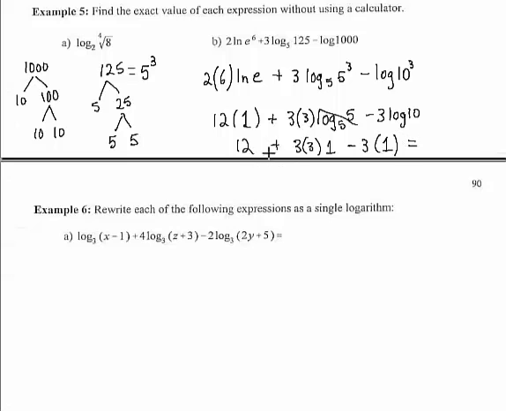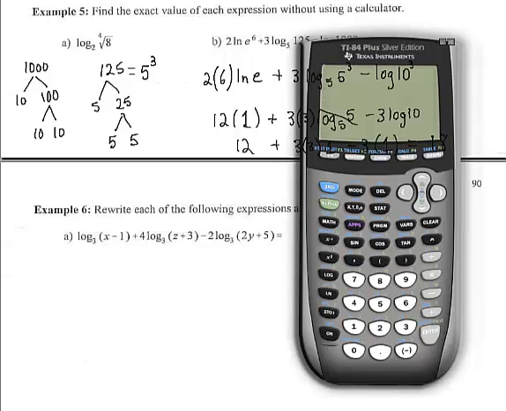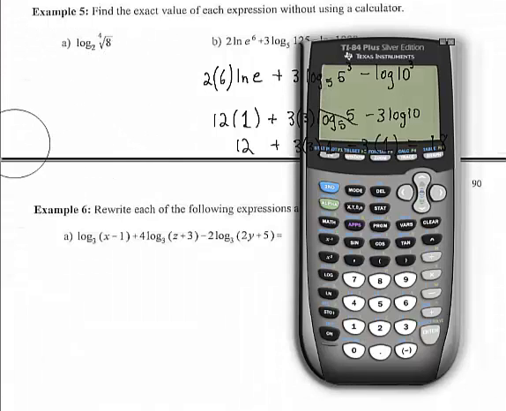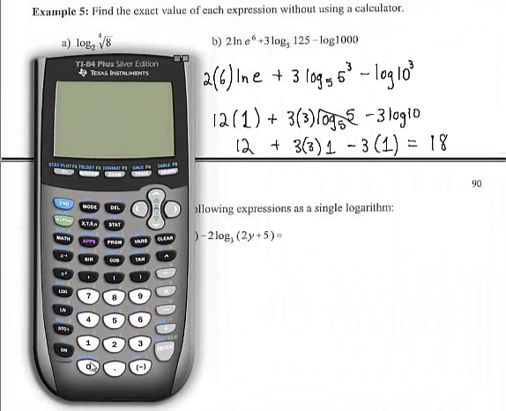We end up with 12 plus 3 times 3. This is 9. So 12 plus 9 is 21. And then we subtract 3 and we get 18. And 18 is the calculation of this expression exactly. Okay, we can actually type in all of this into our calculator and compare it with our answer.